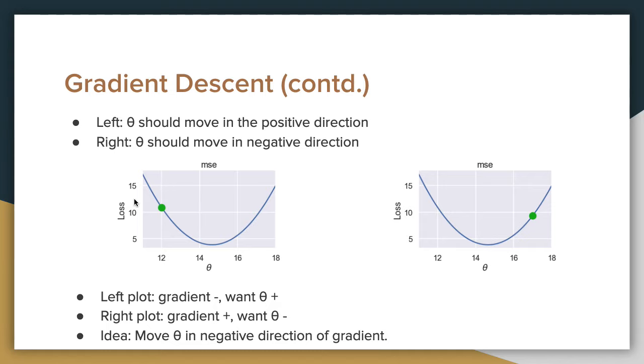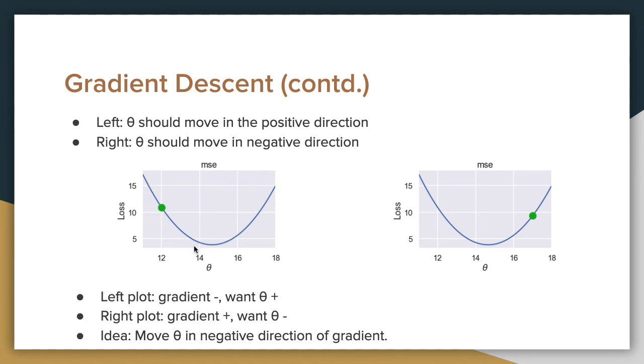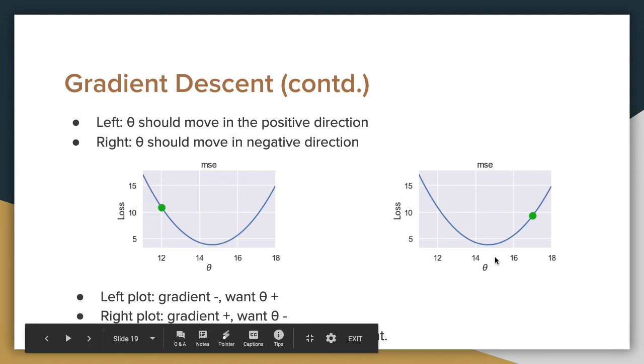And we can figure that out based on the gradient. Because over here we have a negative gradient, like this is a downward sloping line over here. And so if it's a negative gradient, you want to increase your theta. Over here you have a positive gradient, which means you want to decrease your theta.